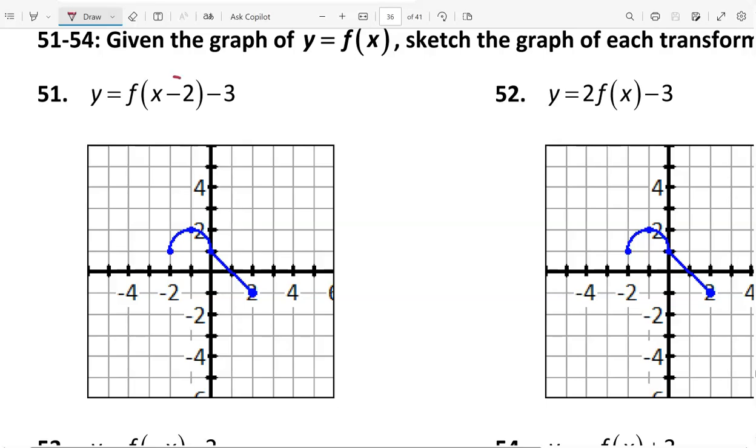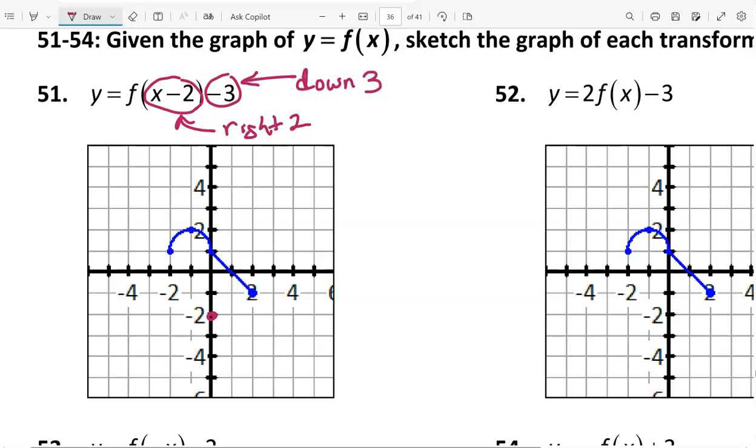For number 51, we need to recognize that having an x minus 2 on the inside of the function will move it right 2, and a minus 3 on the outside will move the function down 3. So I'm going to move each point right 2 and down 3.